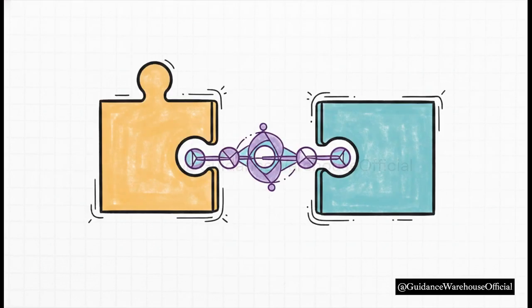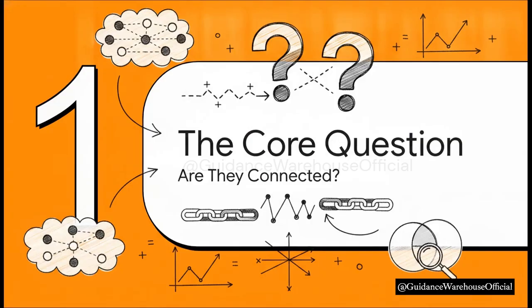By the end of this lecture, you're going to fully understand the chi-square test of independence. You'll know the exact formula behind it, and most importantly, you'll know how to mathematically prove if two factors are truly connected using real-world data. Let's jump right into our first major question. Are these factors actually connected?